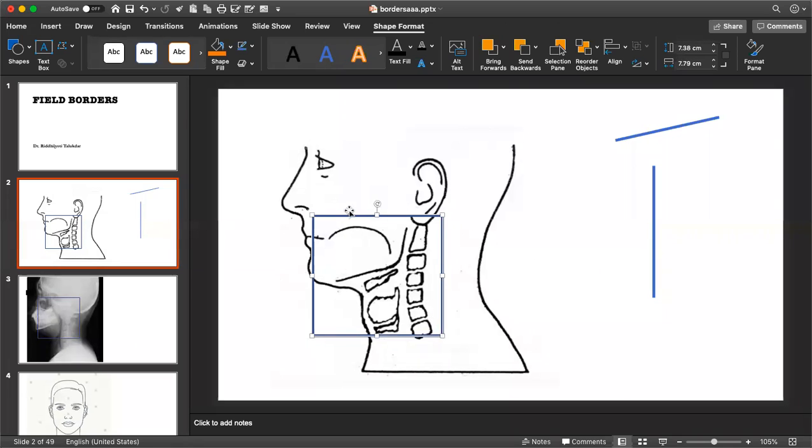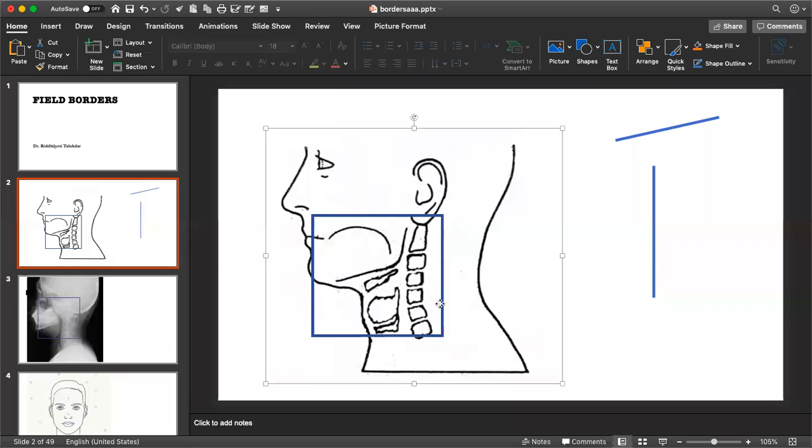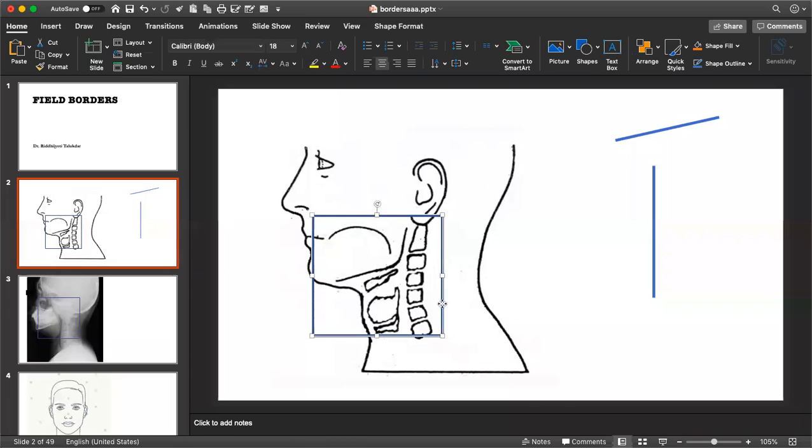So the superior border again would be, after using a tongue bite, 1 to 2 centimeter above the tongue. Anterior border would be in front of the mandible, just excluding the lower lip. And then again, your inferior border and posterior border would depend on the nodal status and how you choose to treat the patient as far as number of beams are concerned.